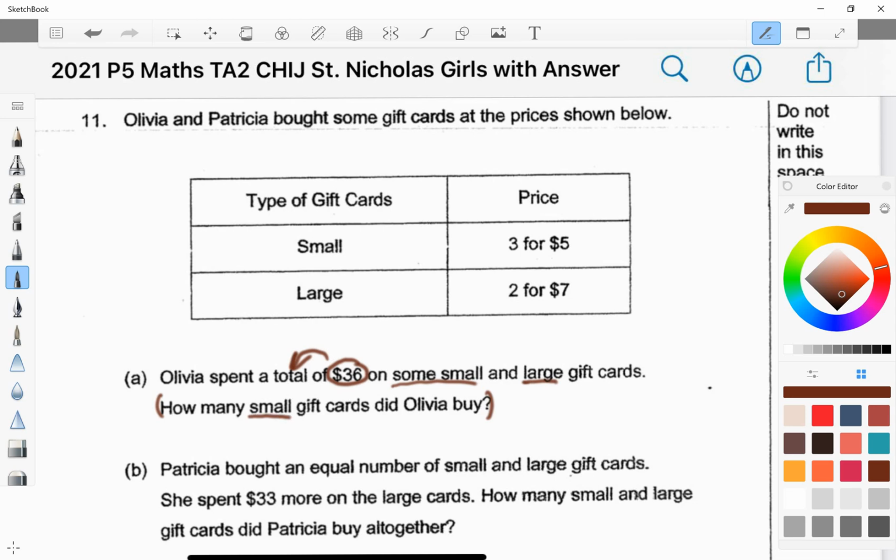Okay, then what about Patricia? Patricia actually bought equal number of small and large. And the key phrase in this question is she spent $33 more on the large. So the question is trying to ask us, how many small and large gift cards did Patricia buy? So they're looking for the total gift cards.